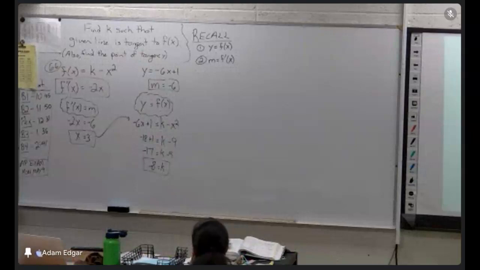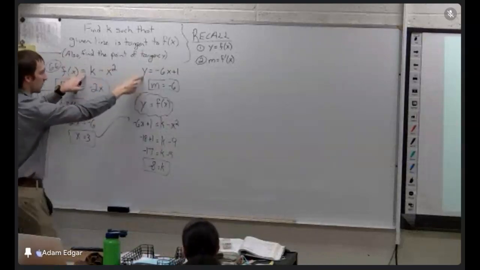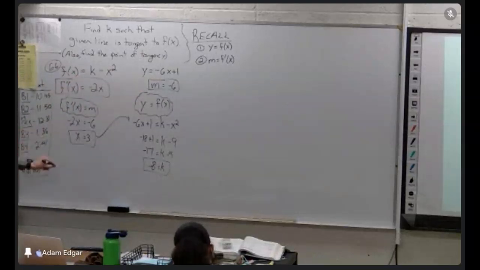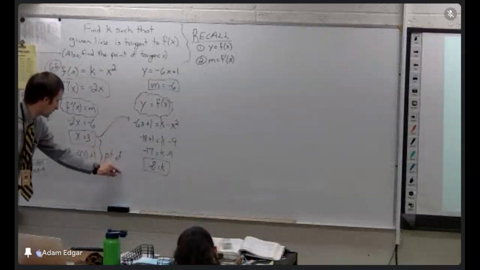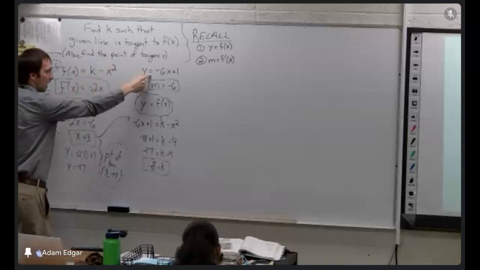Now, I said, while we're at it, let's also get the point of tangency. The point of tangency is an x comma y. We have our x. How can we find our y? We can plug that into either the function or the line. It won't matter because when x is 3, these are the same. We used that fact to find k. So I would probably just plug x into the line equation, because the line equation is already kind of set. So y equals -6 times 3 plus 1, which is -17. So the point of tangency is 3 comma -17. And that's the point of tangency for this curve with that line when k is -8.